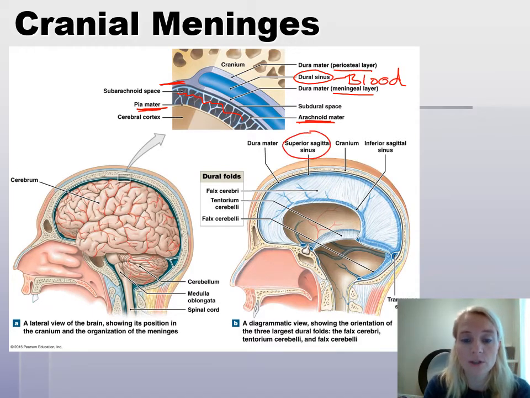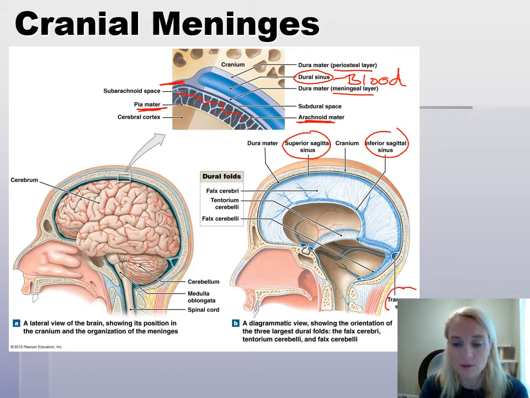We see the superior sagittal sinus, the inferior sagittal sinus. This is cut off by my head, but that's the transverse sinus. Those are the major ones. So superior, inferior, and transverse sinuses. So that's one of our first differences between spinal and cranial meninges: the splitting of the dura mater to produce these dural sinuses, which are filled with blood.